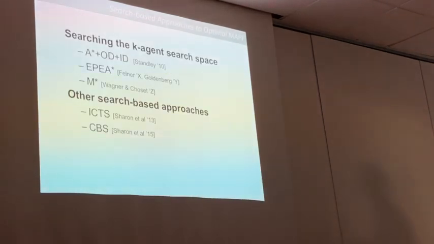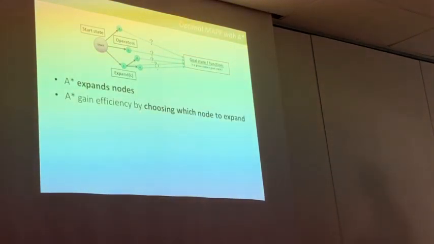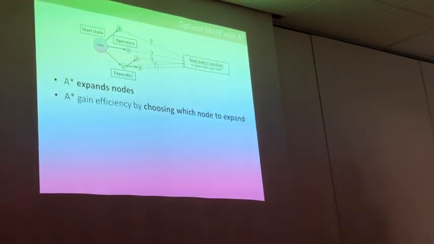So A star, everyone knows A star, right? Someone doesn't know? Okay, good. A star expands nodes, and it gains efficiency by choosing which node to expand and which nodes not to expand. But there is at least one node that it must expand. Which one?